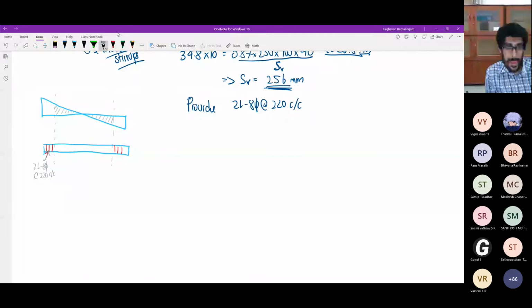Okay, so we calculated some shear force here. For this shear force, we gave this stirrup. What I'm asking is, in this region of the beam, see how the shear force is varying from here to here. The shear force is reducing, becoming 0, and then again increasing. So compared to the shear force in this region, how is the shear force in this region?